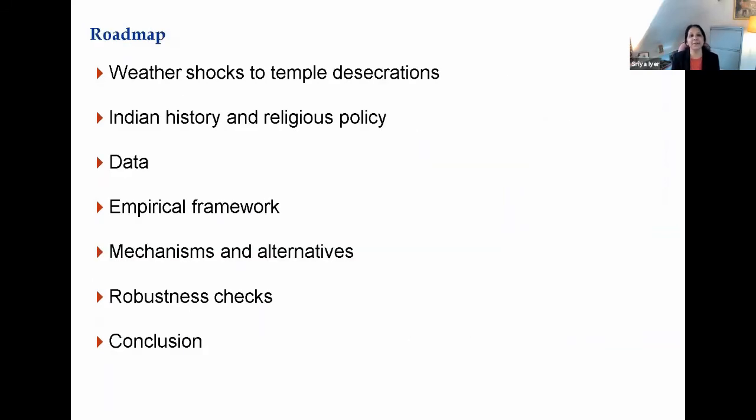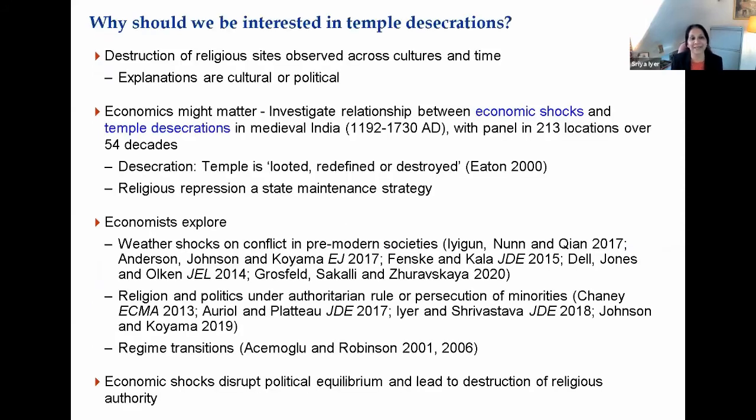In today's talk, I'm going to start off by talking a little bit about why we think weather shocks should matter for temple desecrations. I'm going to say a little bit about Indian history and religious policy by way of background, for those who may be less familiar with this particular medieval context. I'm going to discuss our data and the empirical framework, and then talk about possible mechanisms for how we think the relationship between weather shocks and temple desecrations might work, as well as look at possible alternatives. And if I'm able to get to it, say a little bit about robustness checks as well.